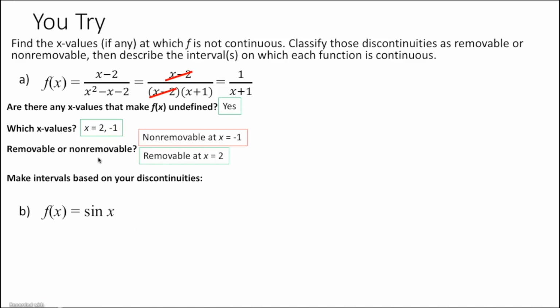We're going to make the intervals now based on our discontinuities. So because our function is not continuous at 2 and negative 1, our intervals are going to look something like this. We go from negative infinity to negative 1, and then at x is equal to negative 1, we have a vertical asymptote. Then our function is again continuous from negative 1 to 2. At x is equal to 2, we then have a hole, a removable discontinuity.